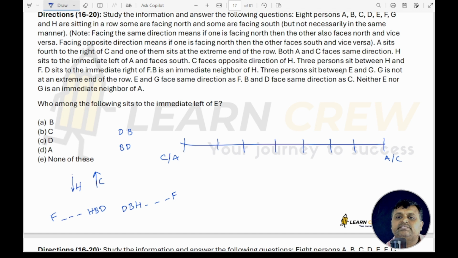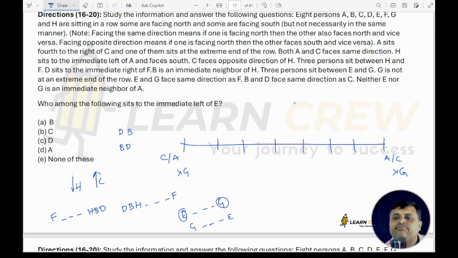Then 3 persons sit between E and G. G is not at the extreme of the row. G is not here and G is not here. Then E and G face the same direction as F. So E, G and F are facing the same direction.